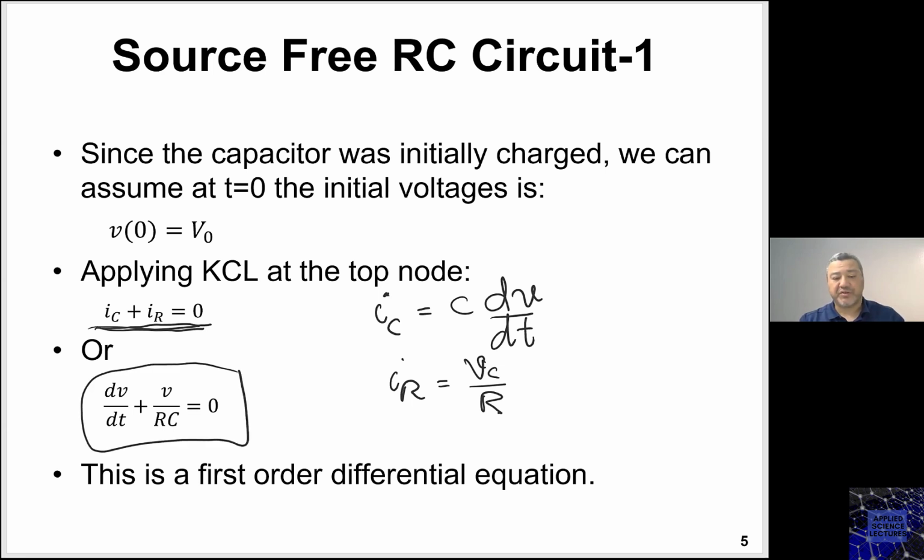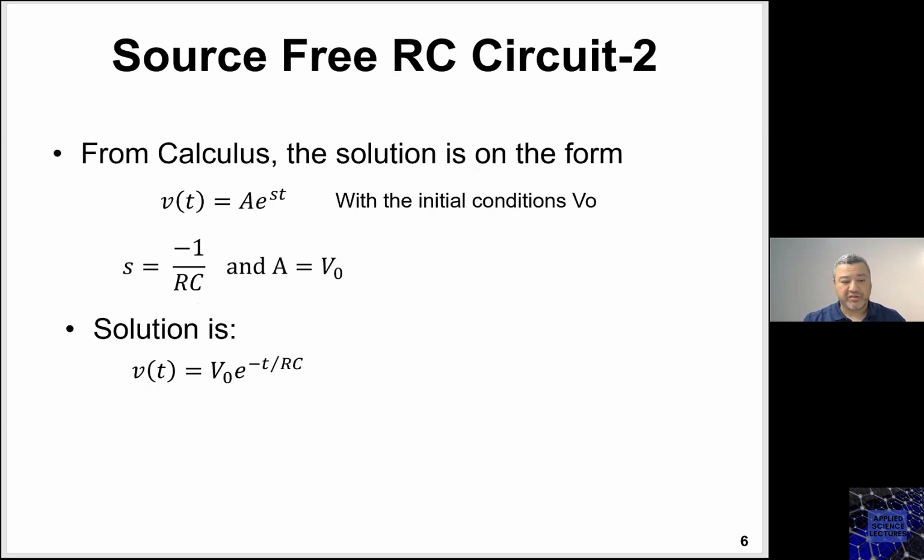Now, this is a first order differential equation, and the differential part came from the relationship between the voltage and the current for the capacitor. So the solution for this expression is of the exponential type. So what is the general solution to such first order differential equations? The solution is of the exponential type, which is V(t) equals A times e to the power st. This is the general solution for such first order differential equations.